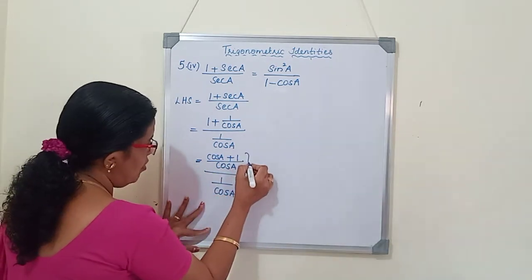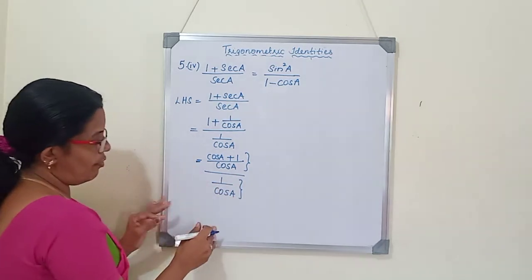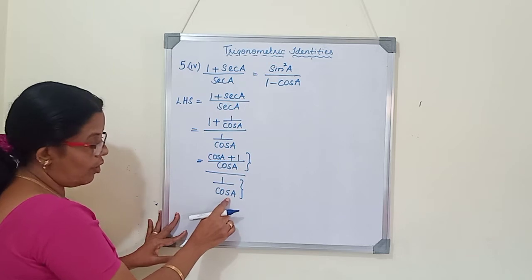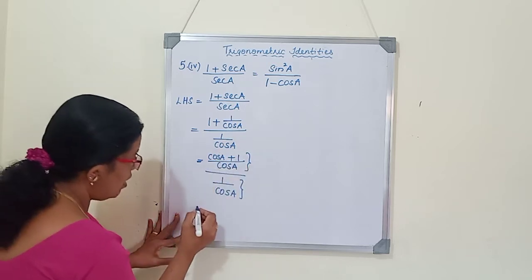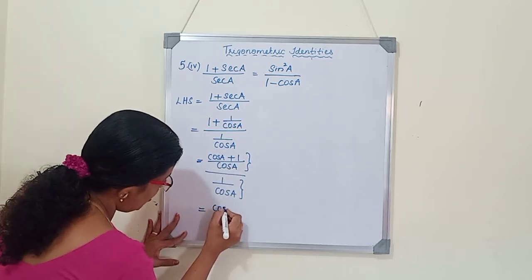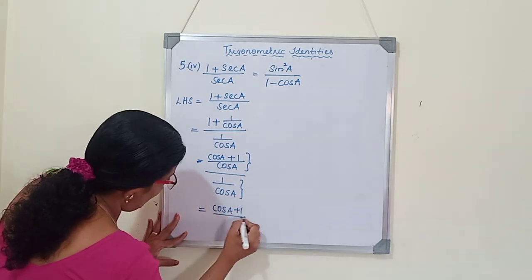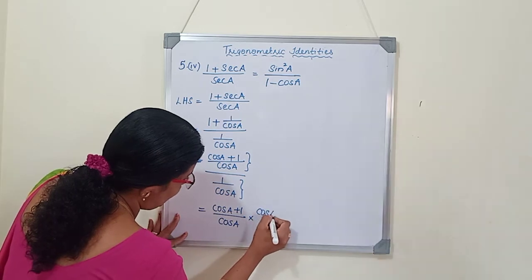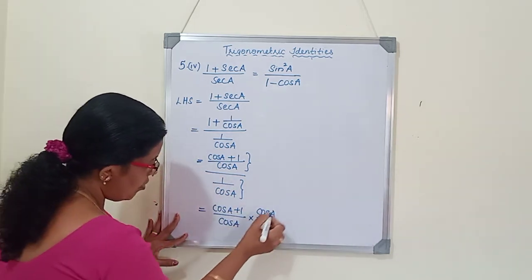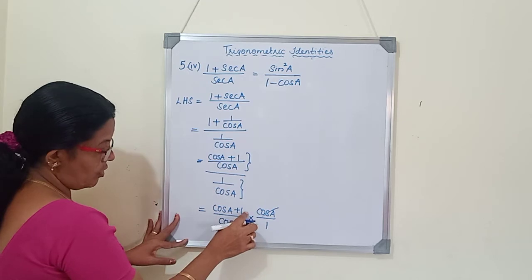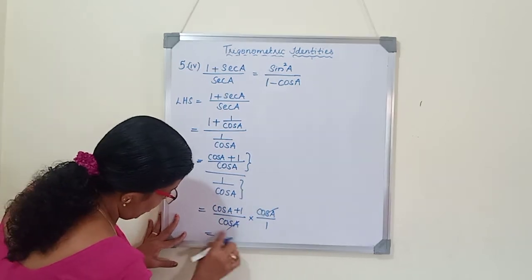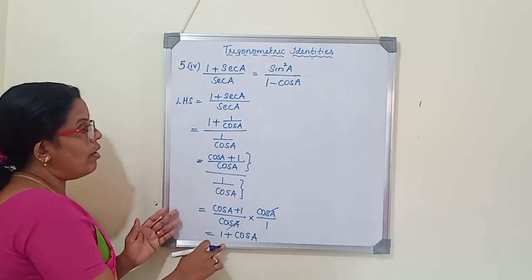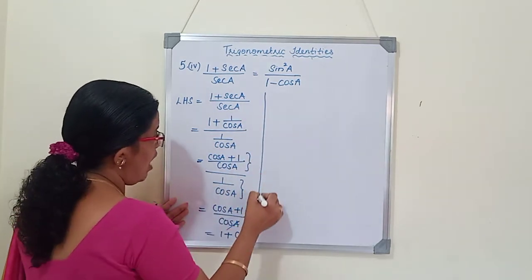Now we have a numerator fraction and a denominator fraction. When we divide two fractions, we take the reciprocal of the divisor and multiply. So cos A plus 1 as it is, by cos A. Reciprocal of 1 by cos A is cos A by 1. Now cos A cancels. We will get cos A plus 1, or 1 plus cos A. So we will get LHS as 1 plus cos A. Now we will stop. Now we will see the RHS.